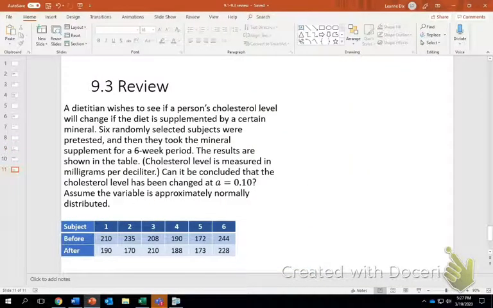So here's a new example. A dietitian wishes to see if a person's cholesterol level will change if the diet is supplemented by a certain mineral. 6 randomly selected subjects were pre-tested and then took the mineral supplement for a 6-week period, and the results are shown in the table. Can it be concluded that the cholesterol level has been changed at alpha equals 0.10. Assume the variable is approximately normally distributed.